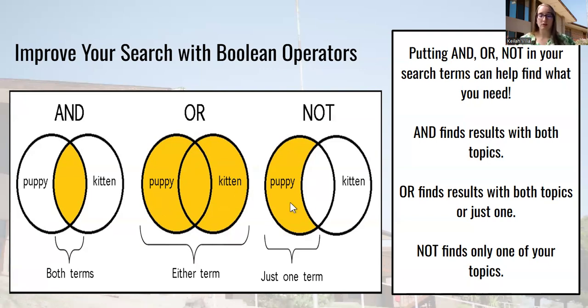Now, let's say you don't want anything about kittens. Like you know that people write articles about puppies and kittens, and you don't want anything that mentions a kitten at all. You only want things about puppies. Then you could search for puppy not kitten, and it's going to find just that one topic.